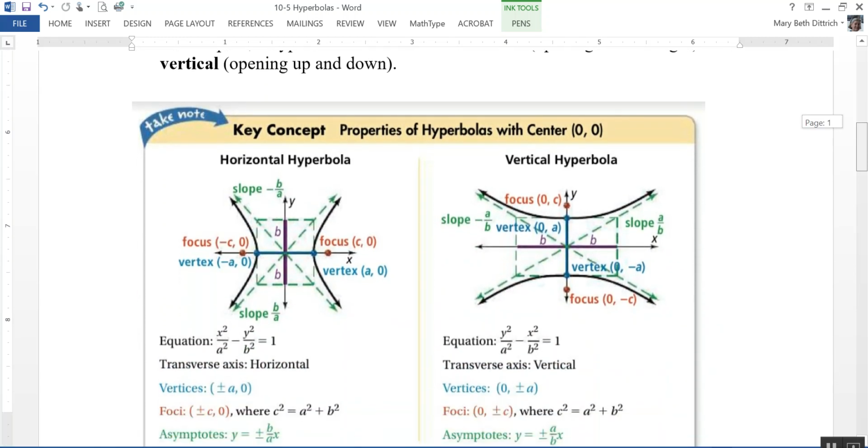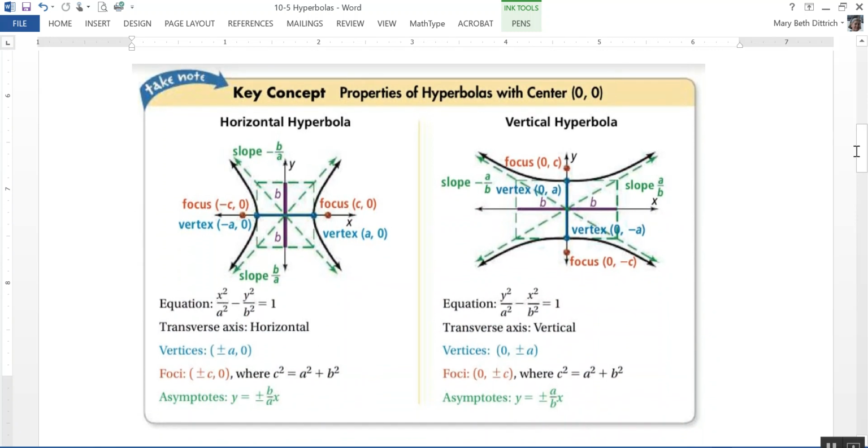Let's take a look at this text box from your textbook. For a horizontal hyperbola, you'll notice it's opening left and right, along the x-axis. We have the vertices right here, kind of where they would be if this were a parabola. The focus is inside the bowl. This blue line going across the center is your transverse axis. The vertical line here is your conjugate axis, and you'll see that those create a rectangle.